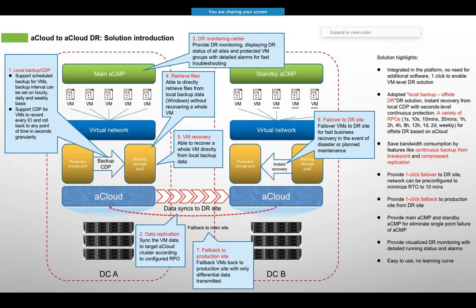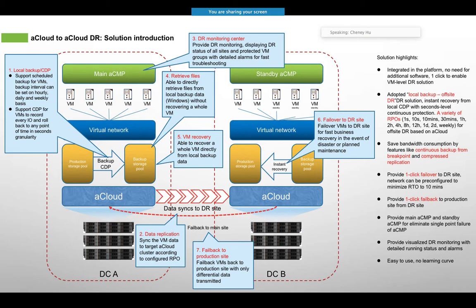For business applications requiring hours level of RPO, customers can use our scheduled backup, and the backup can be done on hourly, daily, and weekly basis. The minimum backup interval is 1 hour. And for customers with mission critical applications that they need to protect, they need to have an RPO within minutes or even within seconds. Then they can use the continuous data protection feature on our aCloud platform, and that feature will record every I/O.